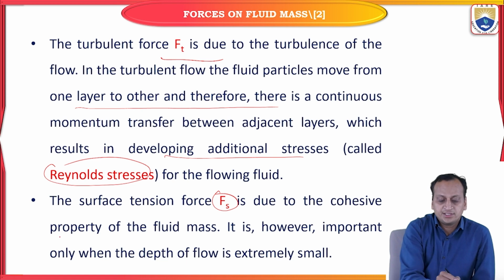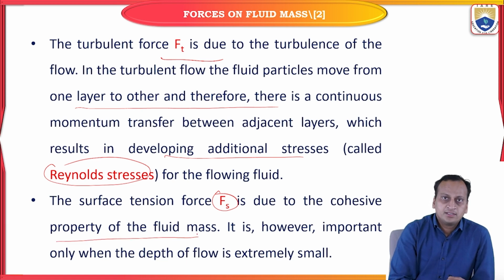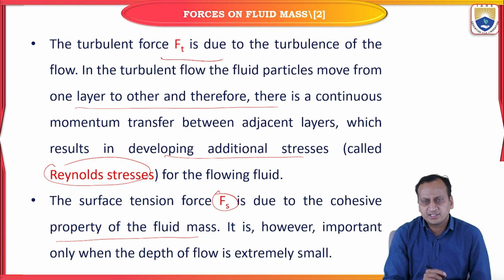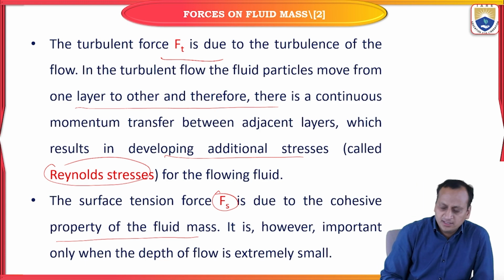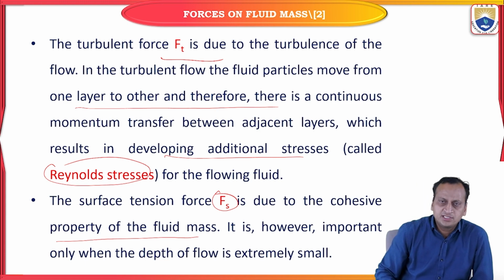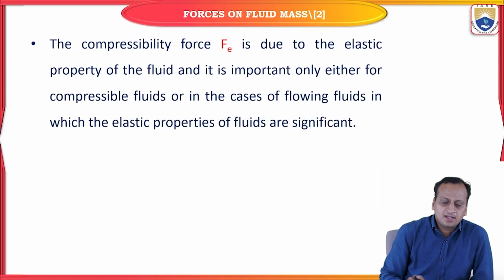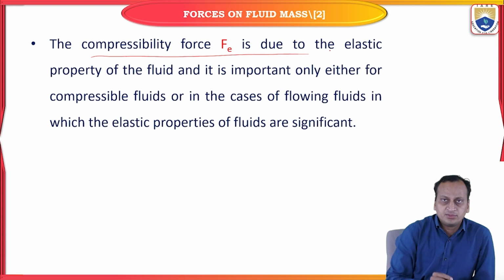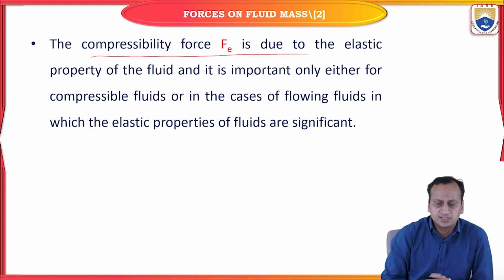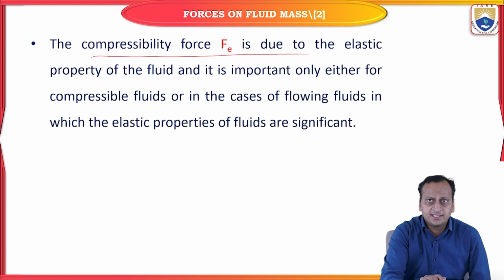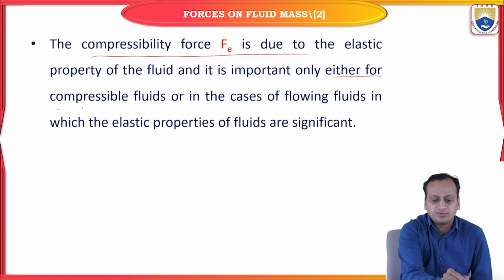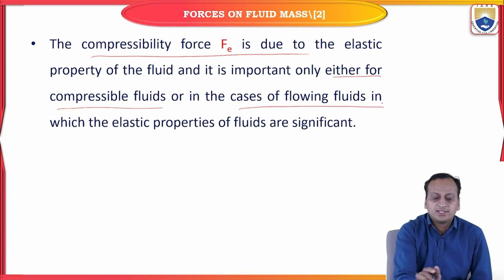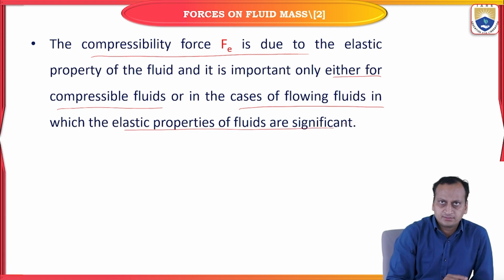Surface tension is due to a cohesive property, so there will be attraction between the fluid particles. When surface tension is acting, there will be a force due to it. And another force is the compressibility force. Force due to compressibility, denoted by Fc, is due to the elastic property of the fluid, and it is important only for compressible fluids or in cases of flowing fluids in which the elastic properties are significant.